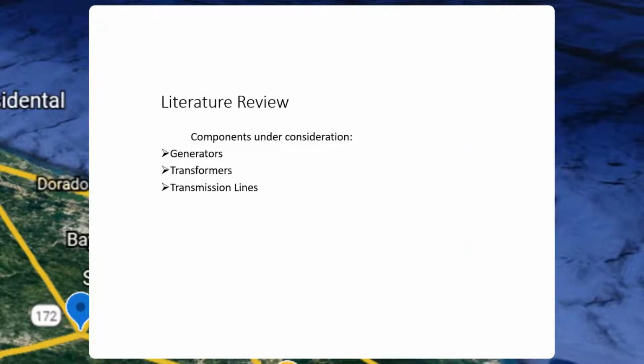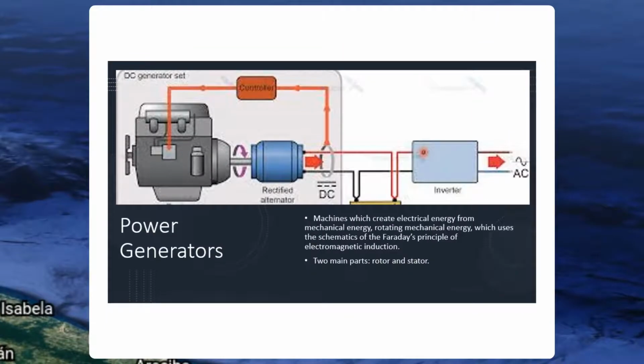When constructing a power system, there are a few major components that need to be taken into consideration. 3 such components are generators, transformers, and transmission lines, which we looked at in detail in the literature review. Power generators. These are machines which create electrical energy from mechanical energy and utilize the principle of Faraday's law of electromagnetic induction. Generators consist of 2 main parts: the rotor, which is the movable component, and the stator, which is stationary. As the rotor spins, it induces an EMF within the stator windings, which produces a 3-phase voltage.